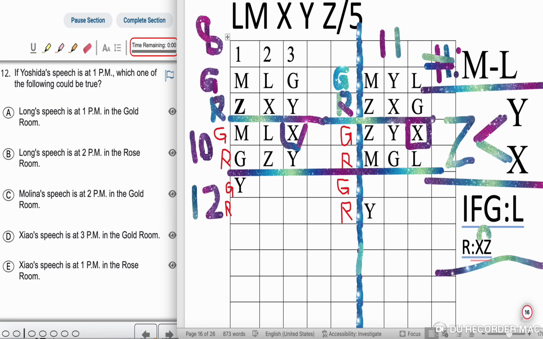Question 12, if Y is at 1 p.m., which one of the following could be true? So I put Y at 1 p.m. And with that being said, I'm going to fill this in as quickly as possible, keeping in mind the conditions. M has to be before L. And if L is in the gold room, then X and Z must be in the last room.